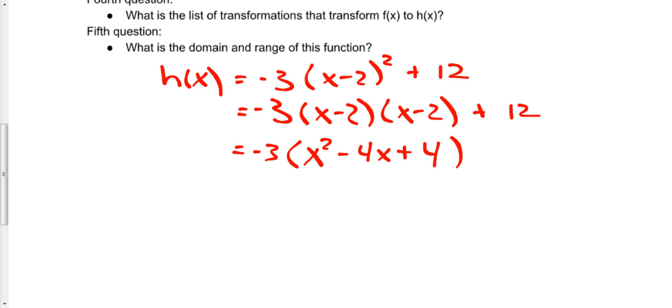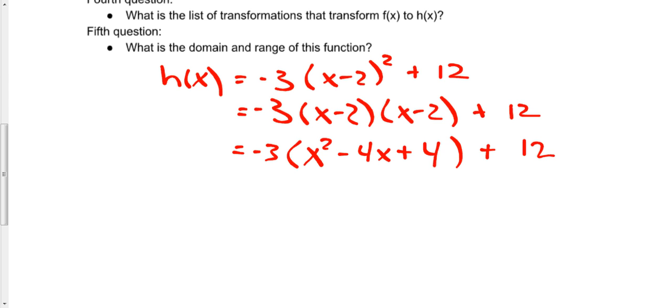Does everybody see where they got that? It's not the quadratic formula. It's a quadratic equation or function, right? This is a quadratic equation in vertex form. We're finding the same equation, but in standard form.